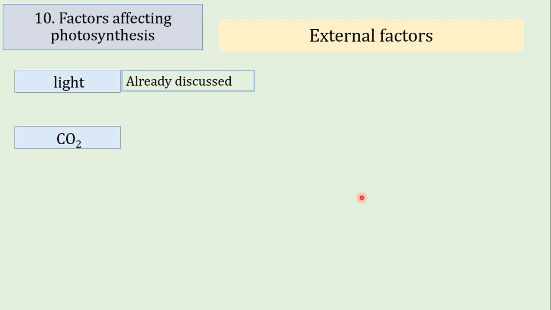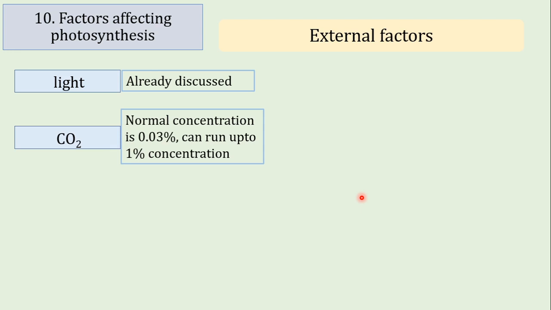What is the effect of carbon dioxide? We know that the normal concentration of carbon dioxide in the atmosphere is 0.03%. So if the concentration of carbon dioxide increases, then the rate of photosynthesis will also increase. But this increase in photosynthesis rate continues only up to 1% concentration. Increasing the amount of carbon dioxide beyond 1% concentration will not result in an increase of photosynthesis rate.